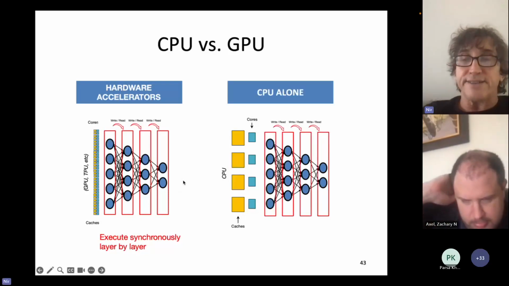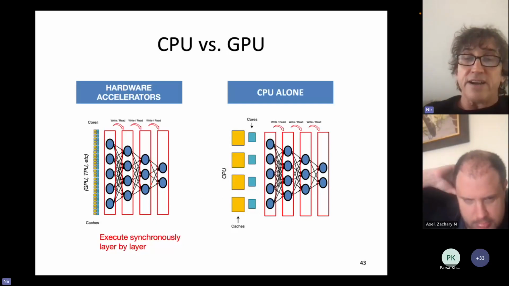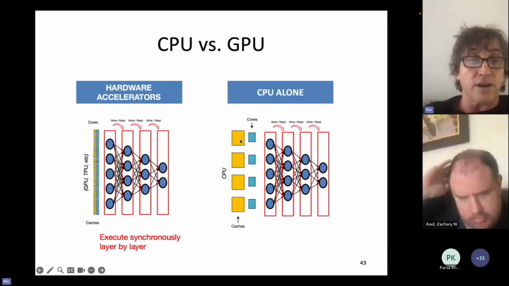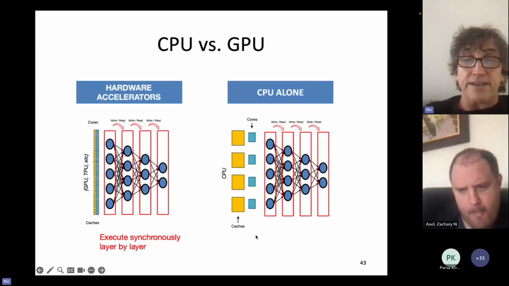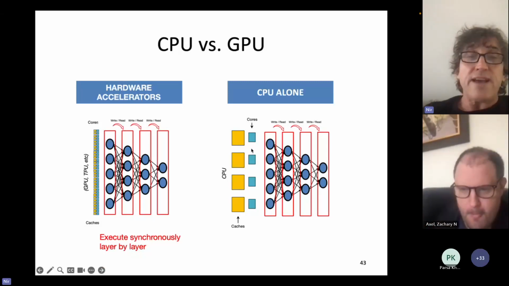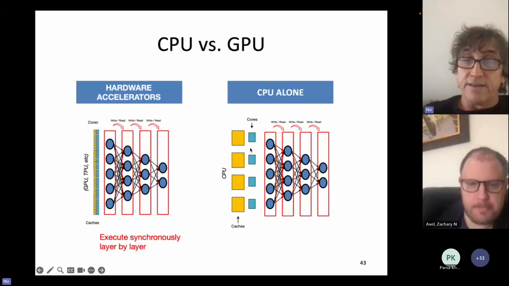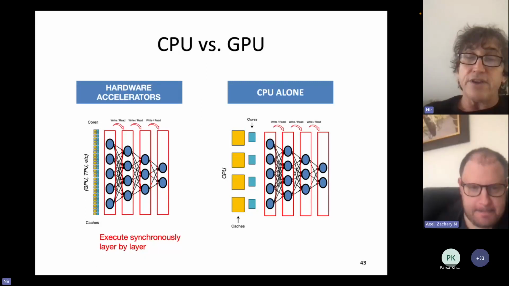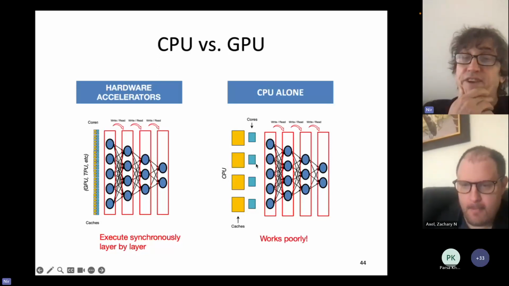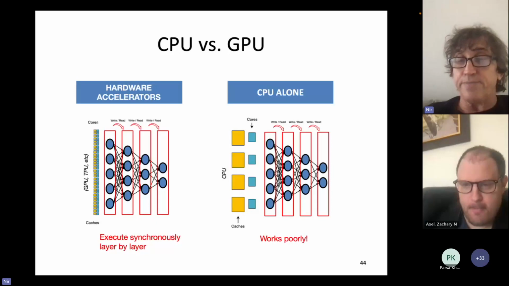If we try to do that on a CPU, run layer by layer, CPUs have very few cores, but they have very large caches. So I don't have that much compute, and they have very limited bandwidth to memory. So this works very poorly if I try to run things on a CPU like this.